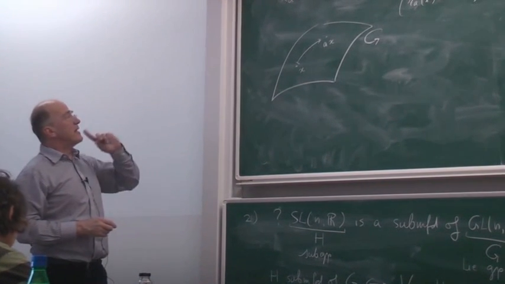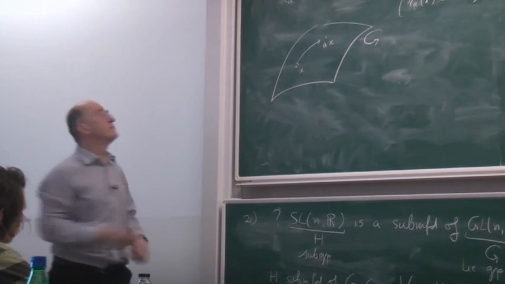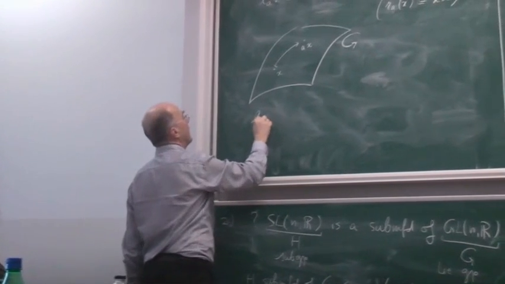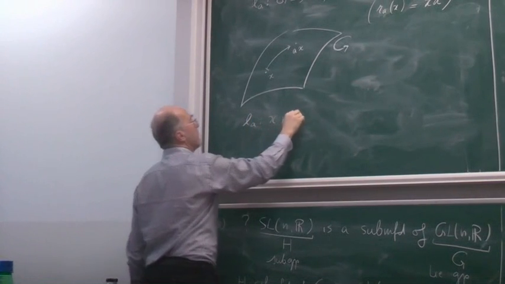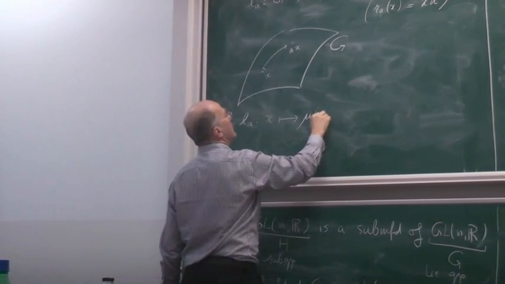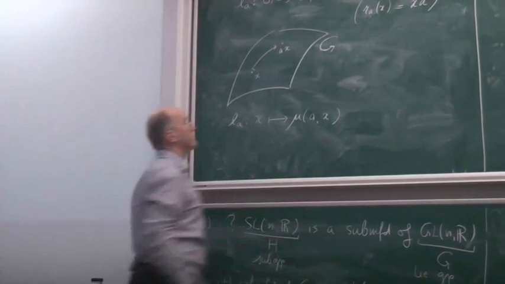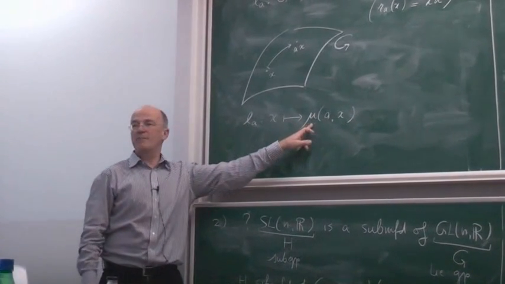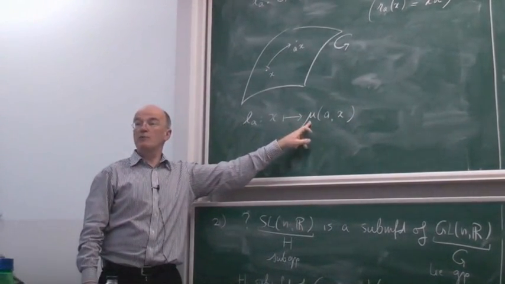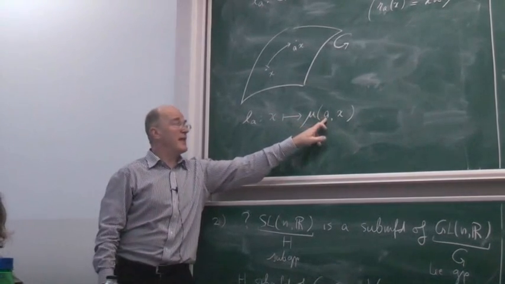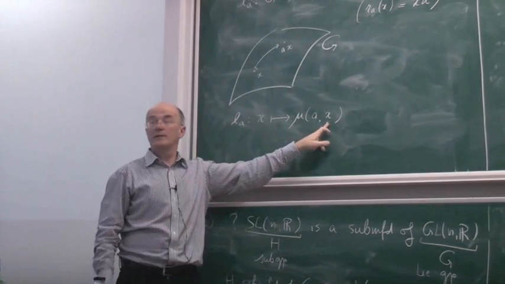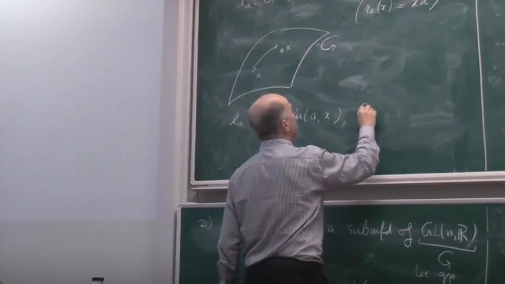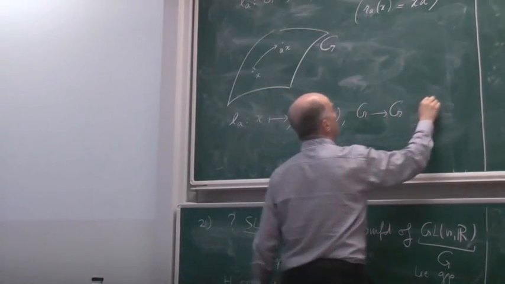Now this left multiplication, what can we say about it? First of all, L_a is really x maps to mu of (a, x), where mu is the multiplication map. So we have a smooth map here, and we fix one entry, so this map is smooth in the remaining entry. So this is a smooth map from G to G. Smooth.